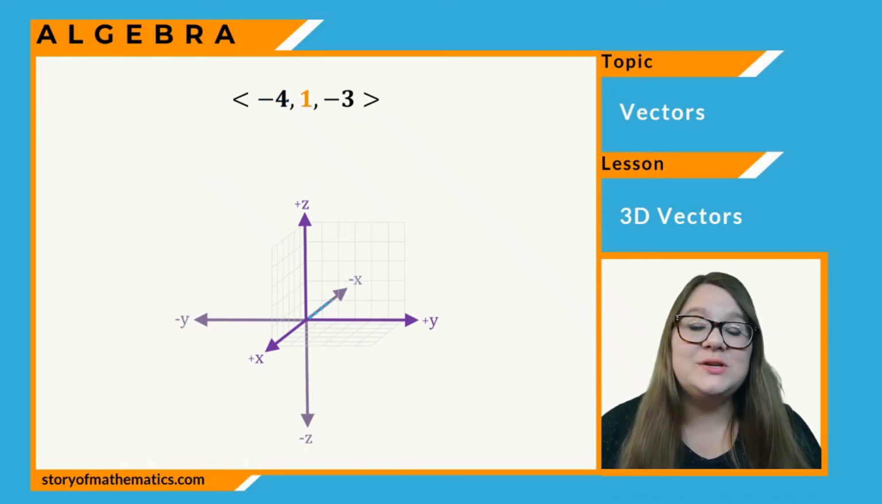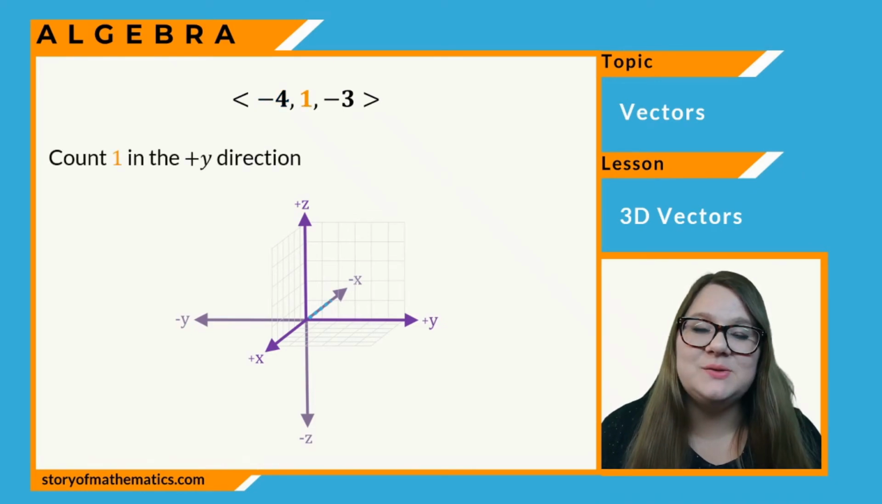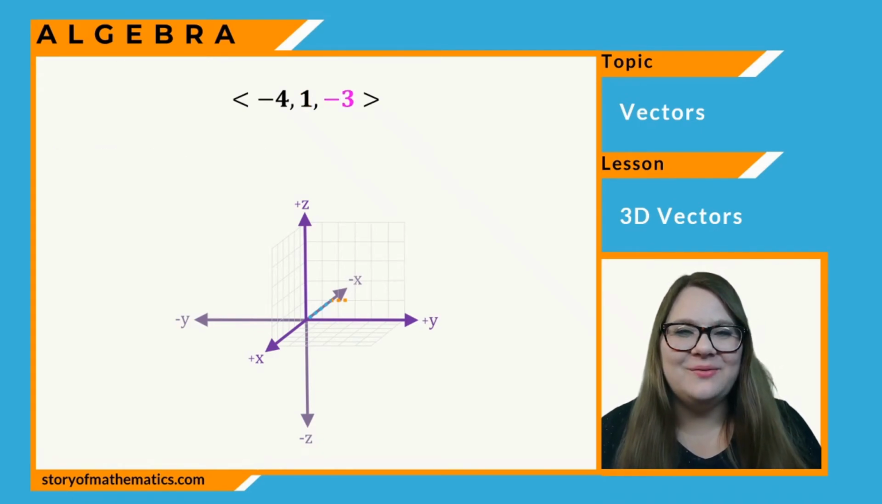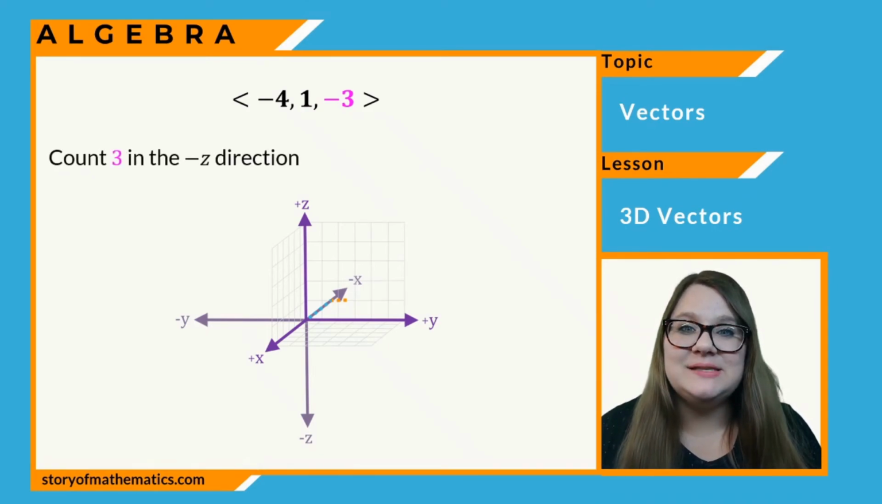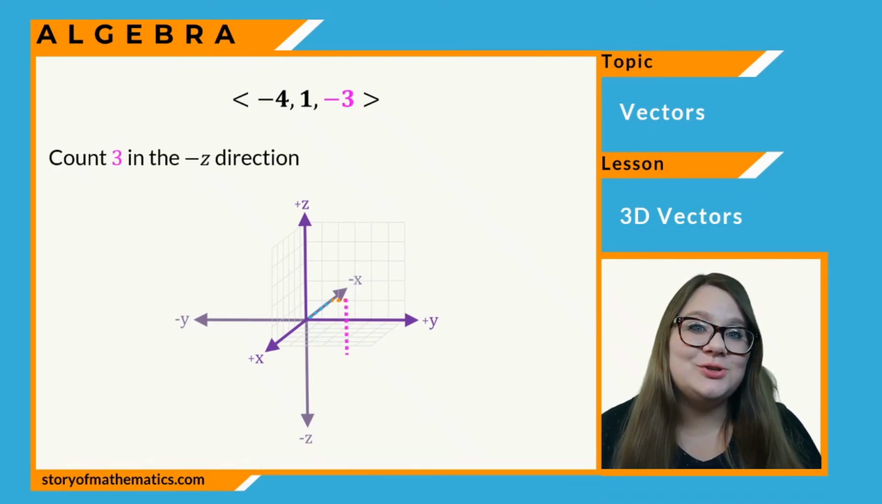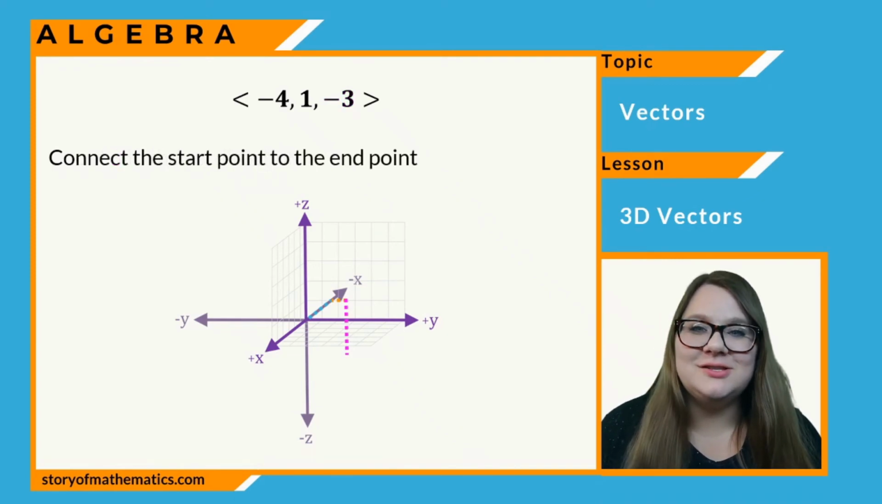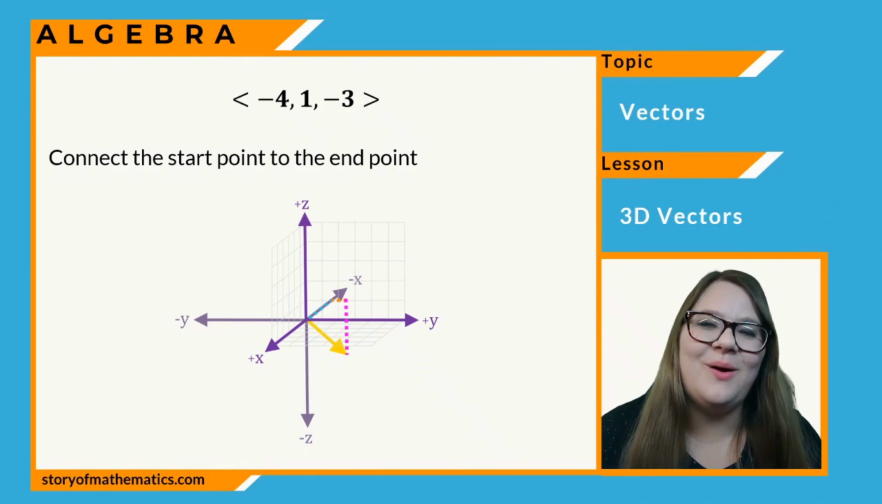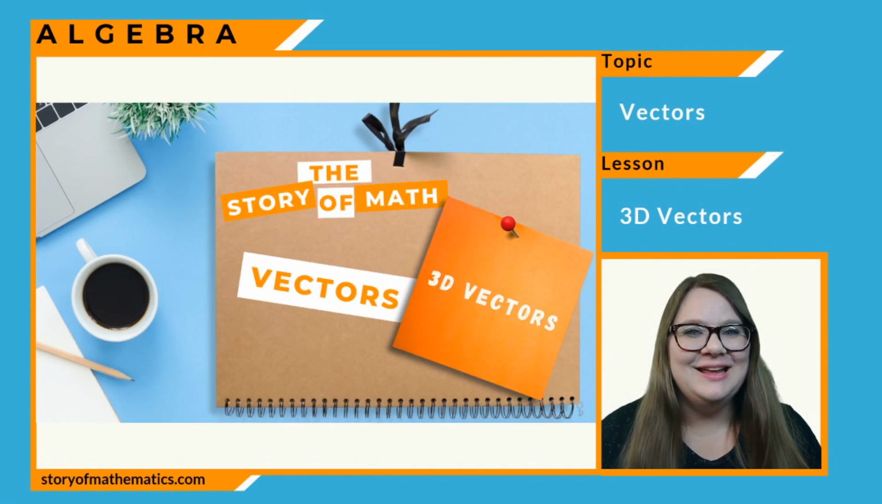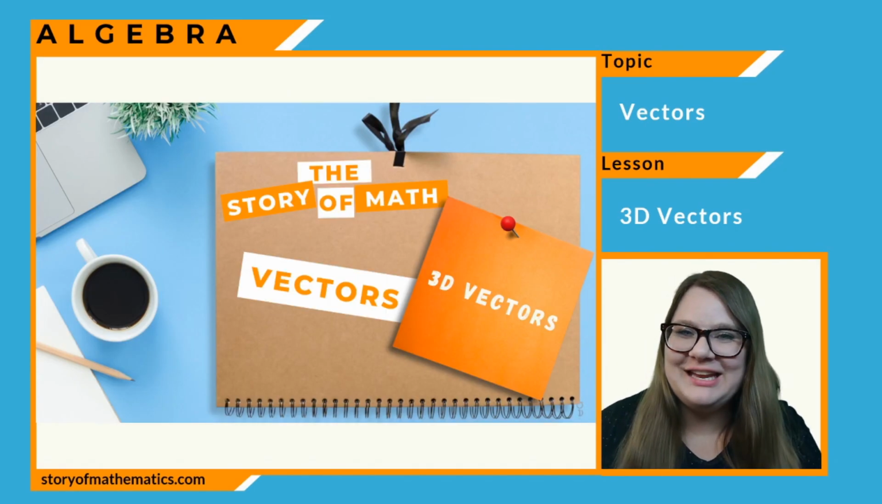Then we have 1, which is the y component. It's positive, so we'll count 1 in the positive y direction or to the right. And after that, we have -3, which is our z component. So we're going to count 3 in the negative z direction, which is straight down. We connect our starting point with the ending point, and that is the vector -4, 1, -3. And that's how you graph 3D vectors.